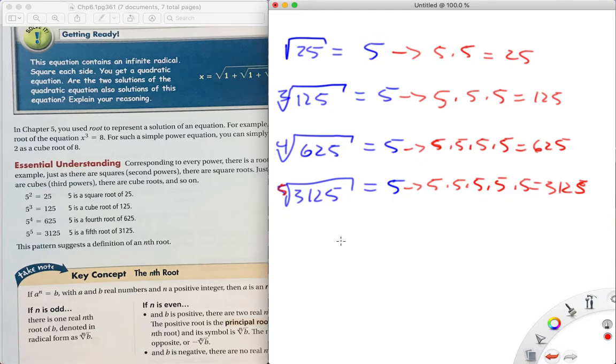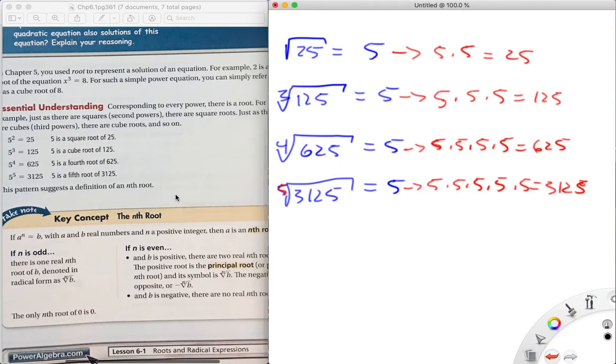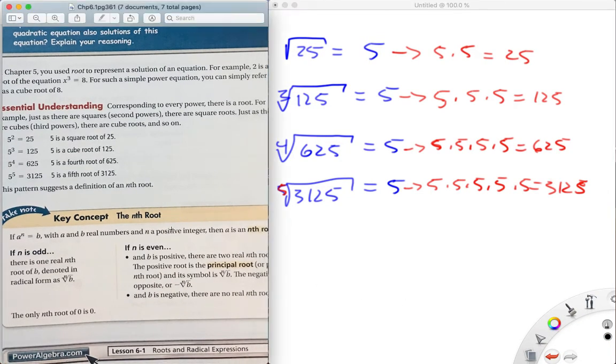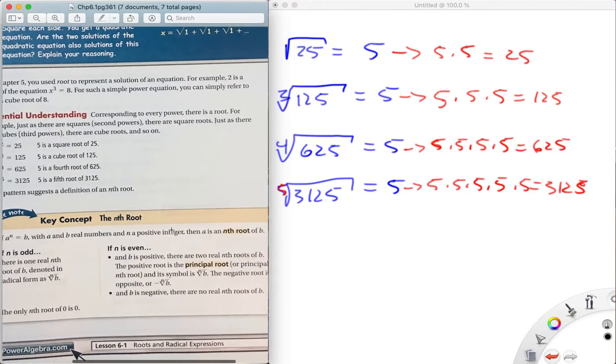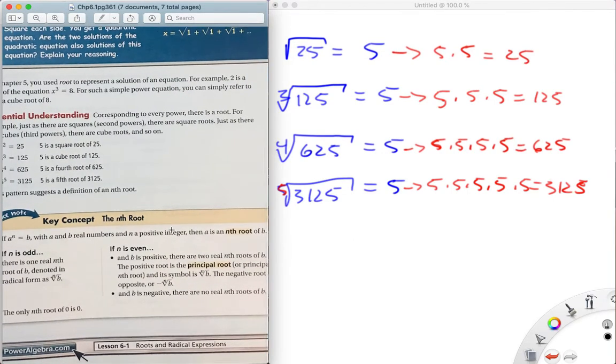And we have an overall concept for that. And here it says if a to the n equals b, and a and b are real numbers, and n is a positive integer, then a is the nth root of b. A is the nth root of b.